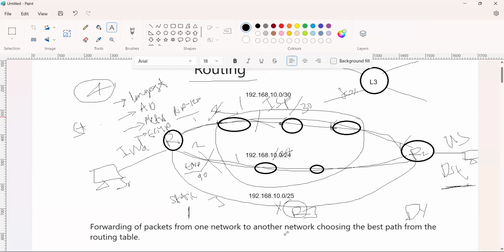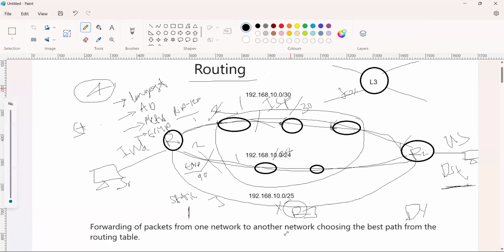So in between, whichever has the longest prefix will be elected as the best path. It won't see the metric, it won't see the AD value, it won't see anything else. First, it will be elected based on the longest prefix. In these prefixes, the longest prefix is 30, so the /30 path is the best one. Then it will move to the AD value.